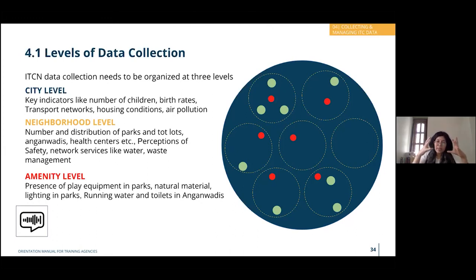So all this data can be collected at a point of reference, right? Which is the center, the place where ITC, the anchor institution, or the Anganwadi or the park is. So cities, once they look at these 65 indicators, they can organize, okay, for these indicators we have to organize at the neighborhood level. There are some indicators where we have to identify parks or Anganwadis or streets and collect detailed information at an amenity level.